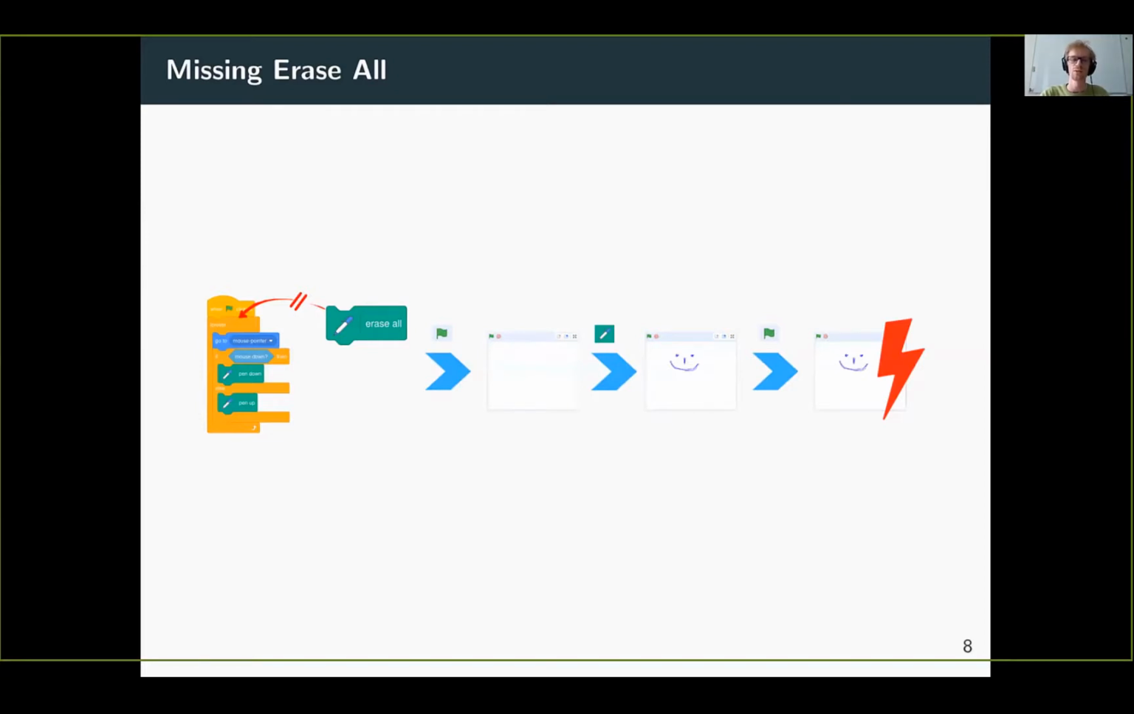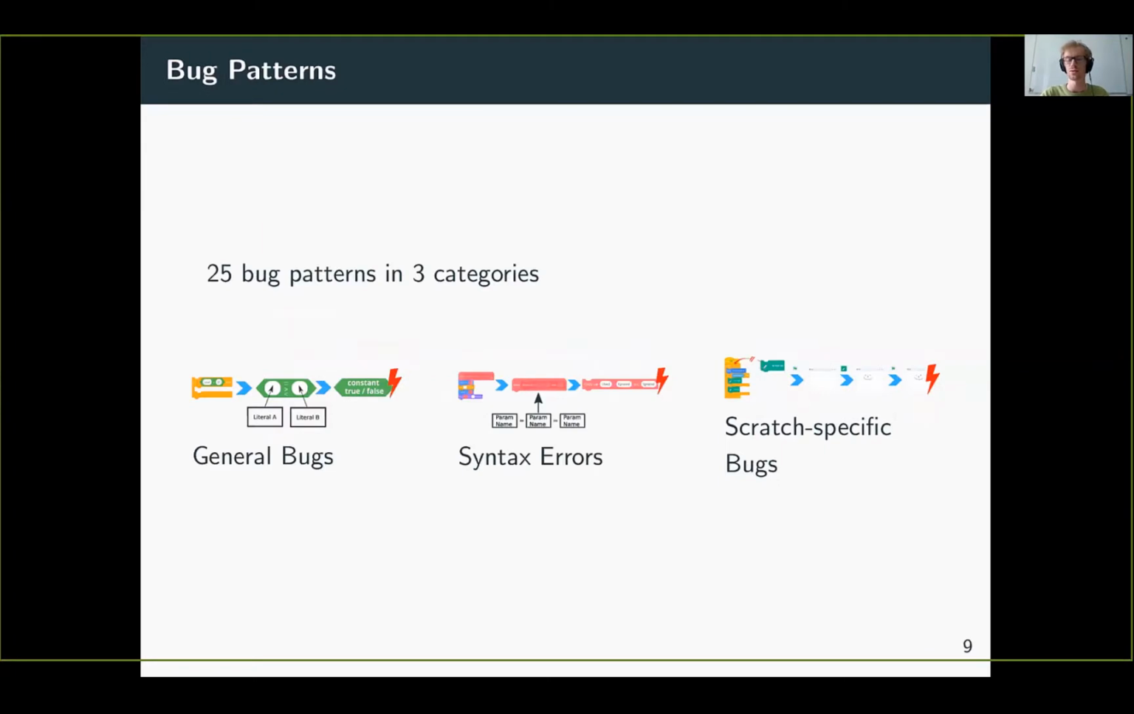So when we look at those examples, what we came up with is a catalog of 25 of these bug patterns. And when we analyzed them, we found that you can actually put them into three categories. So the first category are what we call general bugs. So these are bugs that can happen in most programming languages, like when we compare literals.